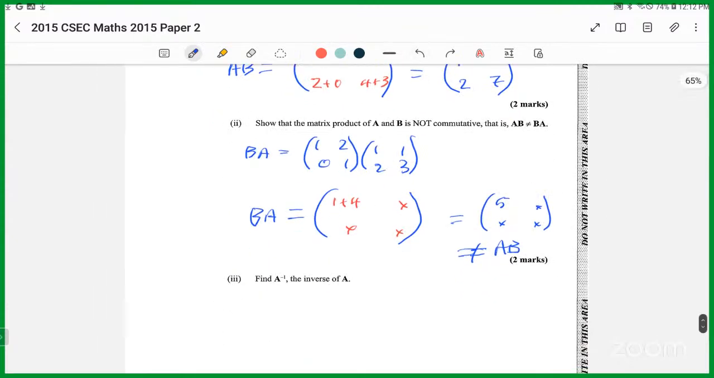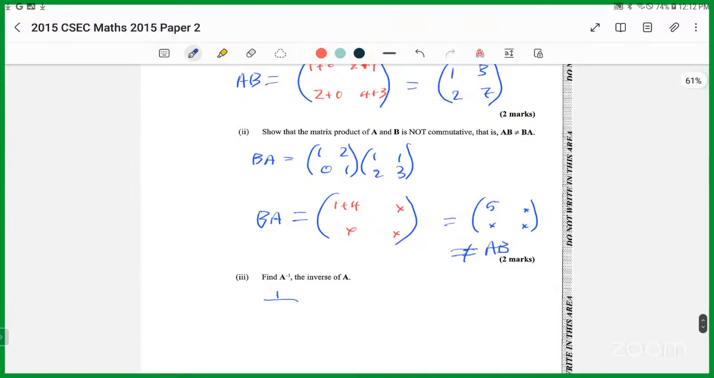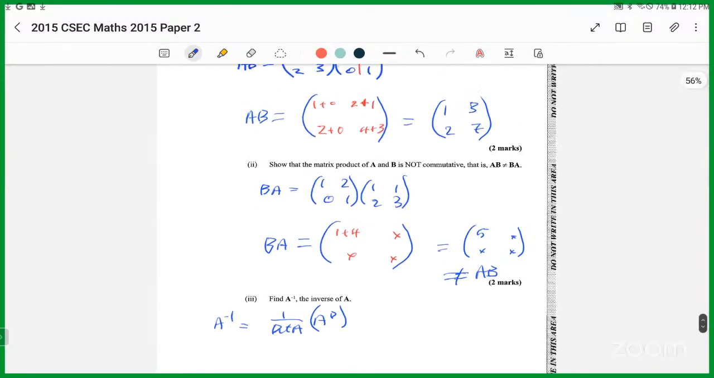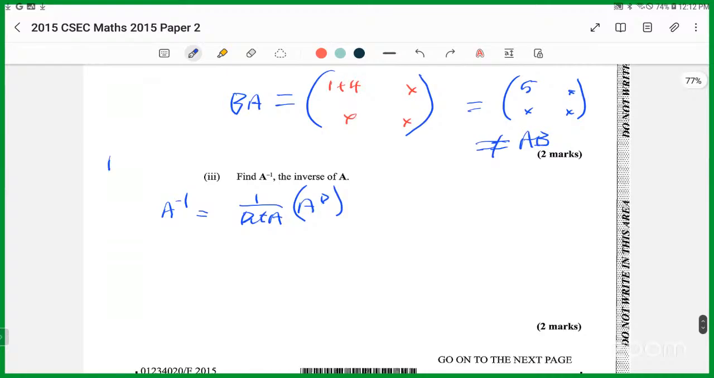The next one wants A to the minus 1. So A to the minus 1 equals 1 over the determinant of A times the adjoint of A. What is A again? A is 1, 1, 2, 3. So it becomes 1 over the determinant, which is the first diagonal product minus the second diagonal product. First diagonal product is 1 times 3 is 3, minus second diagonal is 2 times 1 is 2. Times the adjoint.